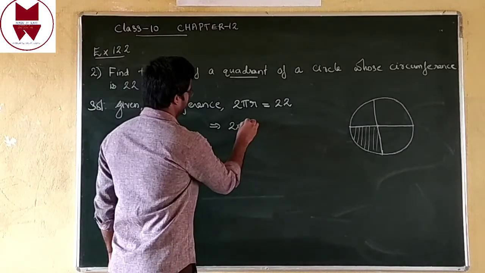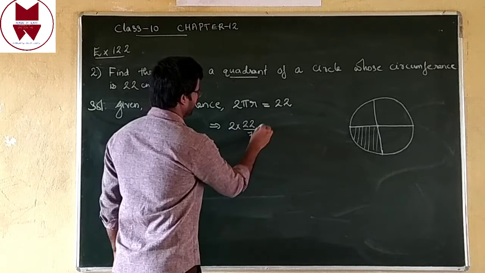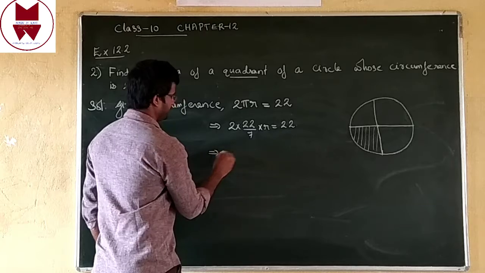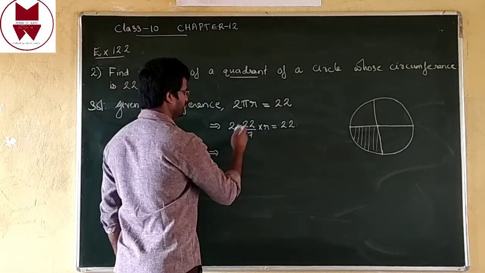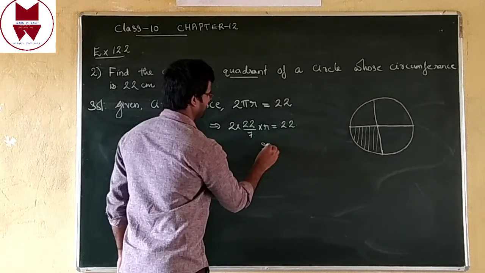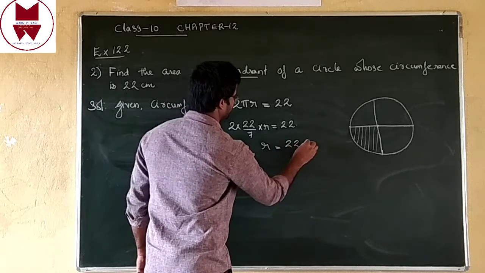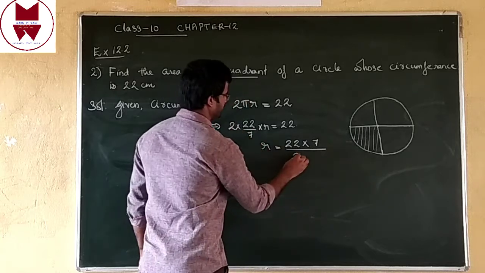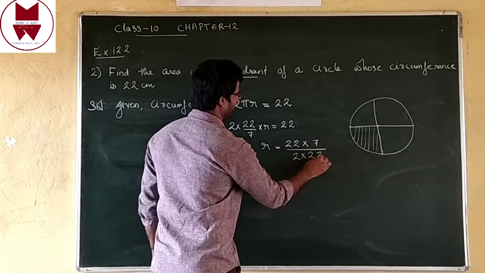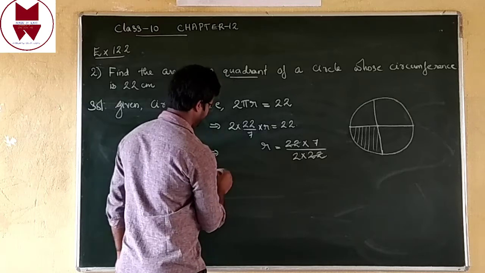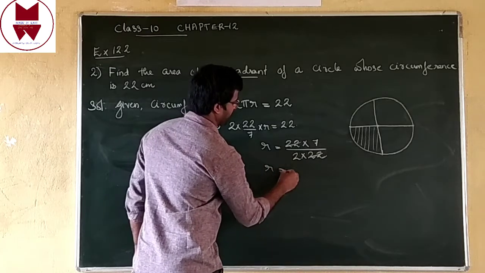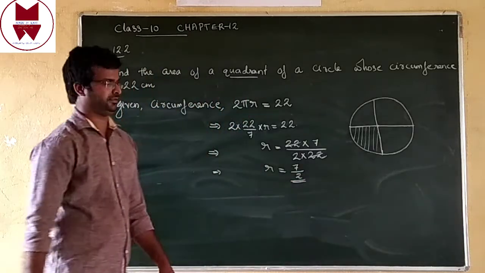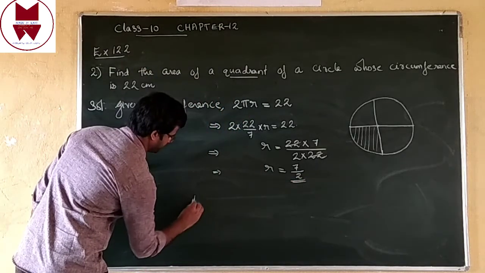2 pi, the value means 22 by 7 into r equal to 22. Then all the terms, this 22 by 7 bring to the right side, r equal to 22 into the 7 become 7 divided by this 2, and 22 will come in the denominator part. 22 cancel, r equal to remaining 7 by 2. This is our radius.